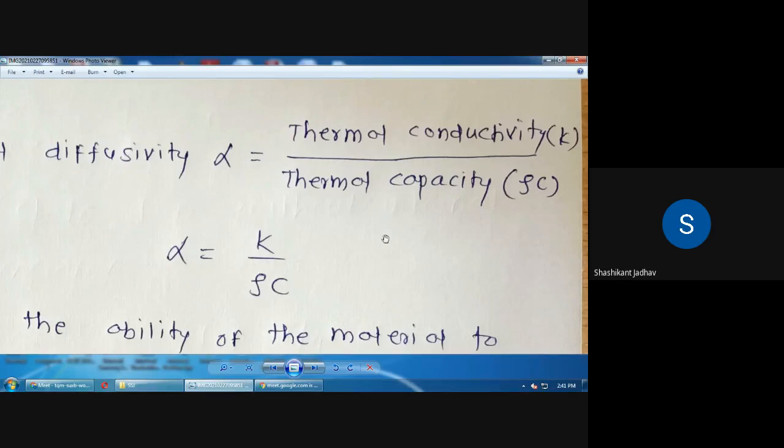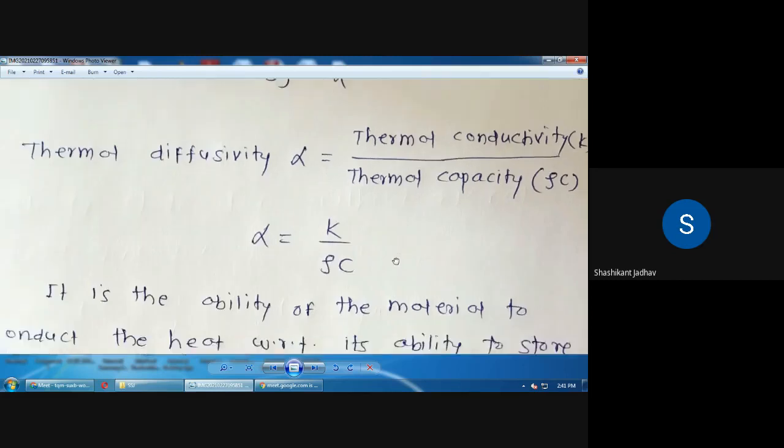In yesterday's general heat conduction equation, one term is there, K by rho C. Instead of K by rho C, we have put alpha. So in the form of thermal diffusivity, we have written the general heat conduction equation. So alpha is equal to K upon rho C.